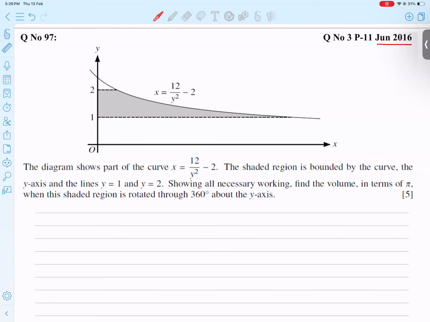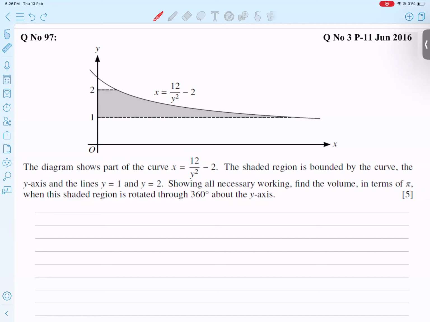Bismillahirrahmanirrahim. June 16, 11 variant, question number 3. So have a look here. The main point of this question is that the equation of the curve is given and we have to find the shaded area if rotated about the y-axis, that is, find the volume about the y-axis.